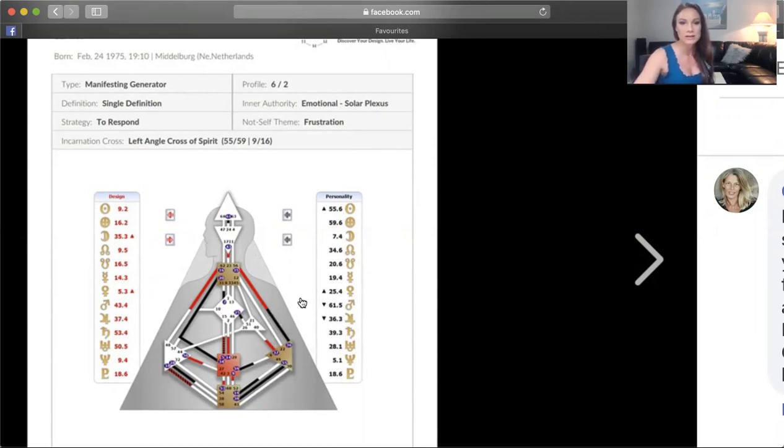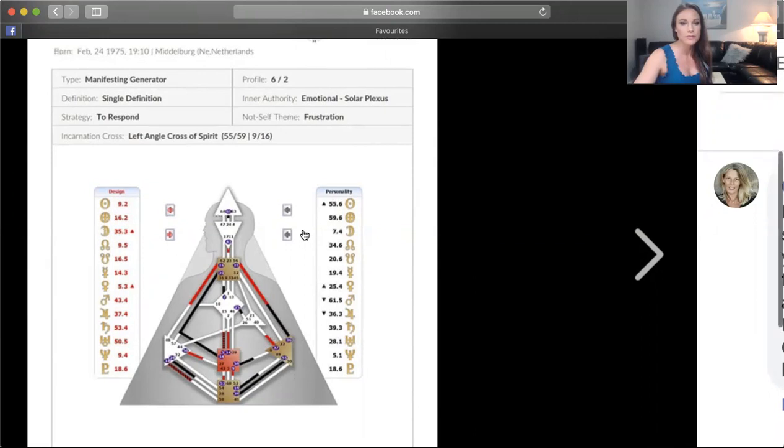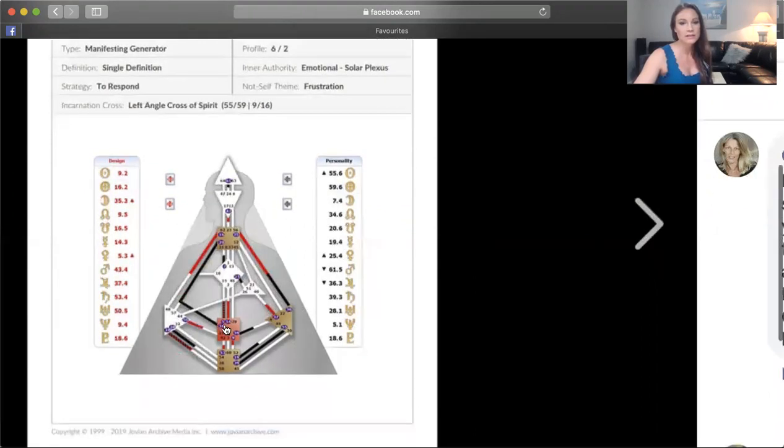So let's start to see the incarnation cross, the cross of spirit. Yeah, beautiful. Yeah, so manifesting generator, and in this chart we have the classical channel 34-20, which is a person that is often quite busy and like not available all the time.